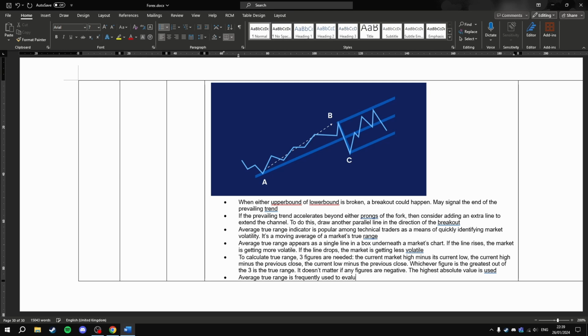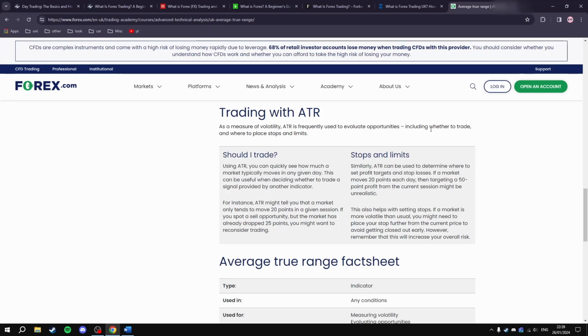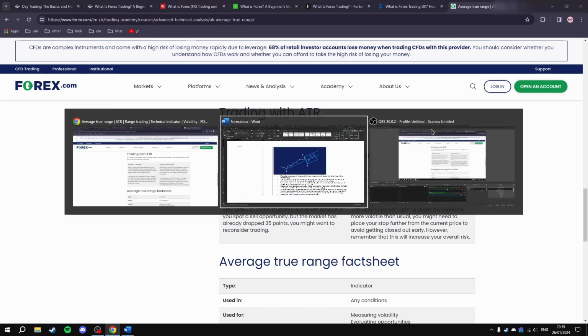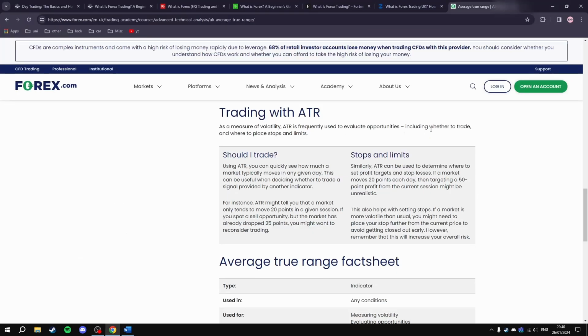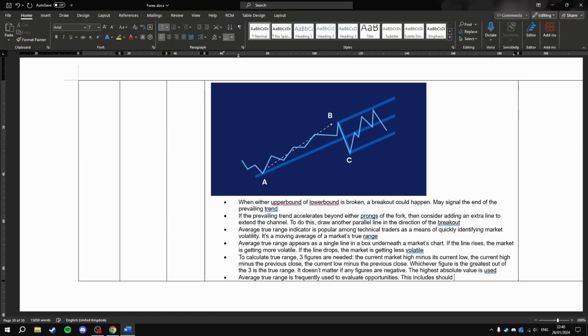Used to evaluate opportunities, including whether the trade should I trade.